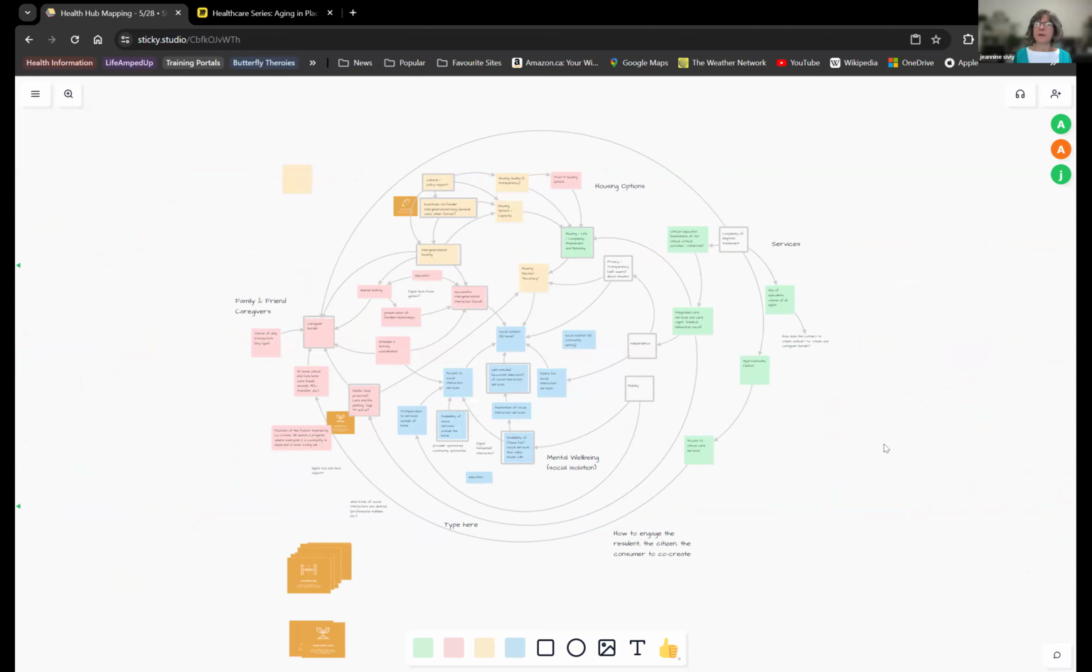What would you prefer? Let me go ahead and share. I think that'll be easier. I think it'll be easier as well.